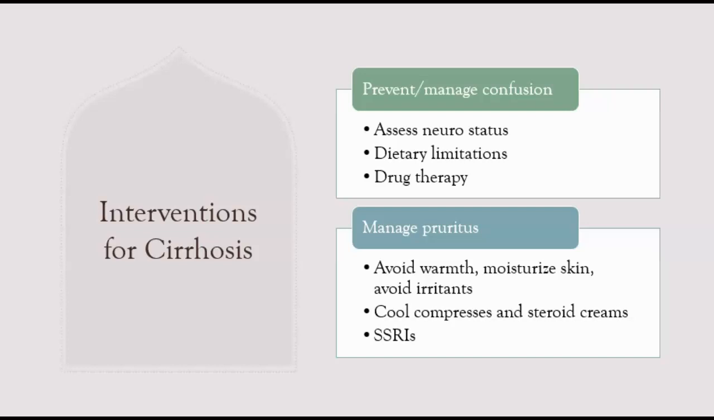Managing pruritus, which is the itching and dry skin, which is a result of jaundice from the increased levels of bilirubin. Usually this gets worse in warmer conditions and in the early evening and at night. Help the patient avoid being too warm, keep their skin moisturized, and avoid irritants that can be applied to the skin. Cold compresses and steroid creams can help, and if they aren't helping, they can be put on SSRIs to help with the pruritus.